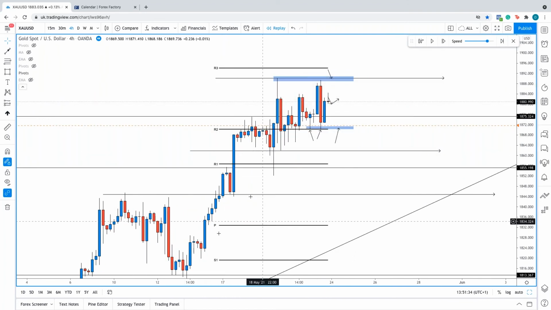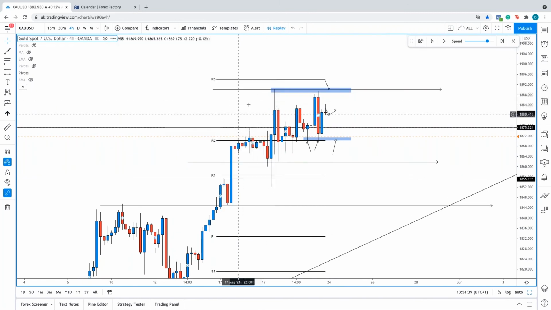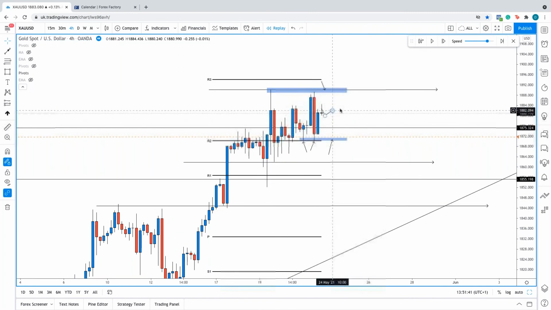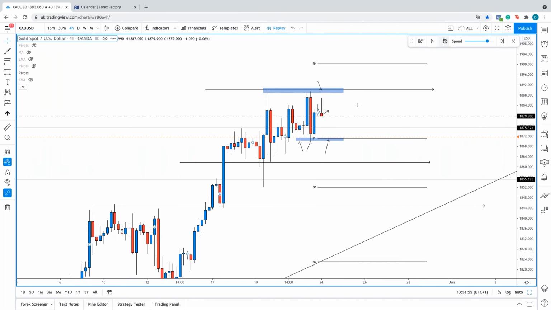So weekly pivot, weekly R1, weekly R2, weekly R3. It's very much the same sort of thing as an intraday. The only difference is, of course, these will refresh or reload at the end of the week, going into the next week. So of course, this is last week. So if we go into the next week, we should get those new pivot points.